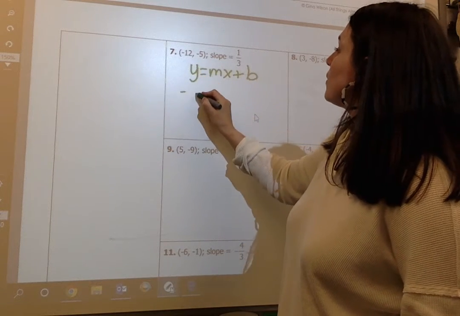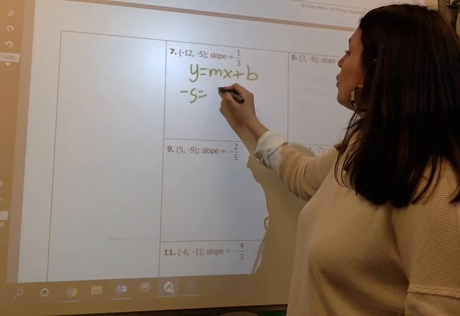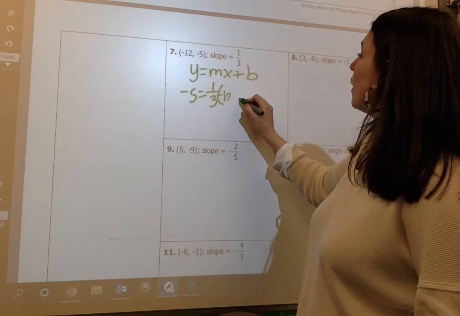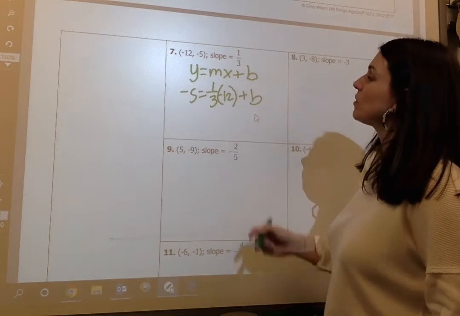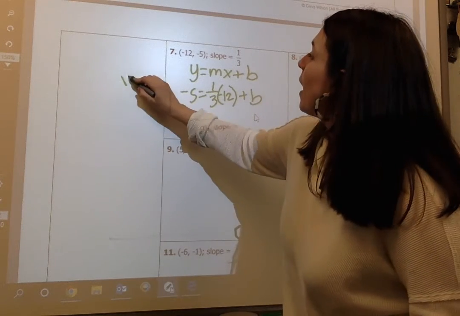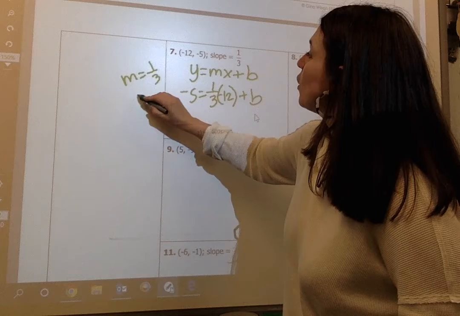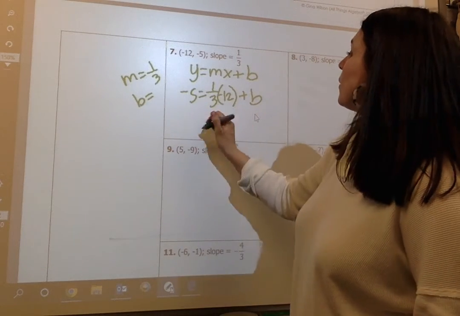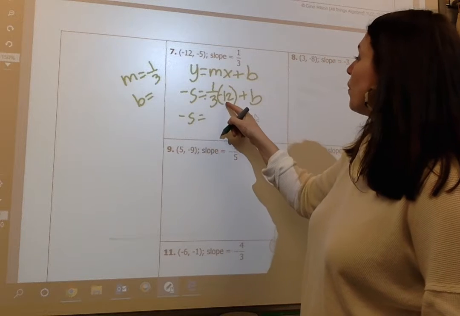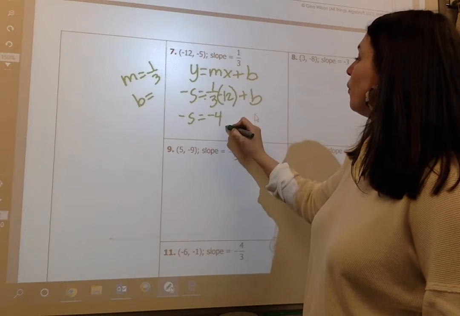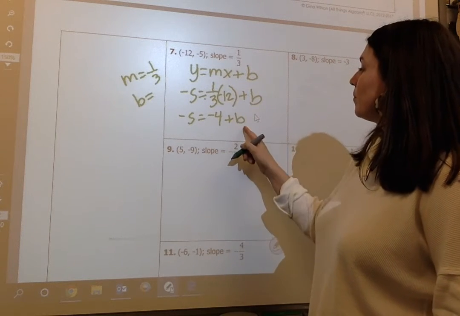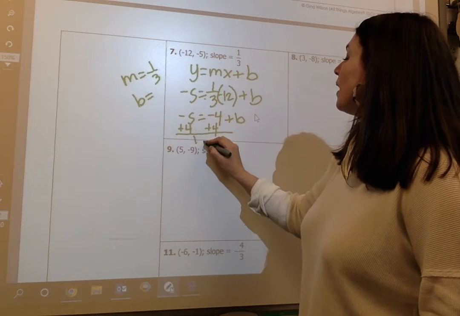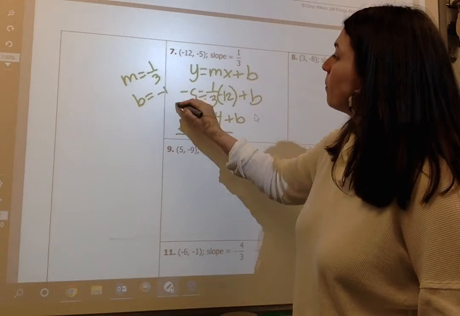So my y value is -5. My slope is 1/3. My x value is -12. And it allows me to solve for b. So remember, half my problem is done. I have my slope. I'm just trying to pick out my beginning point, my y-intercept. So here I have -5 equals 1/3 times -12 is -4 plus b. To get b by itself, I add 4, and I get b equals -1.